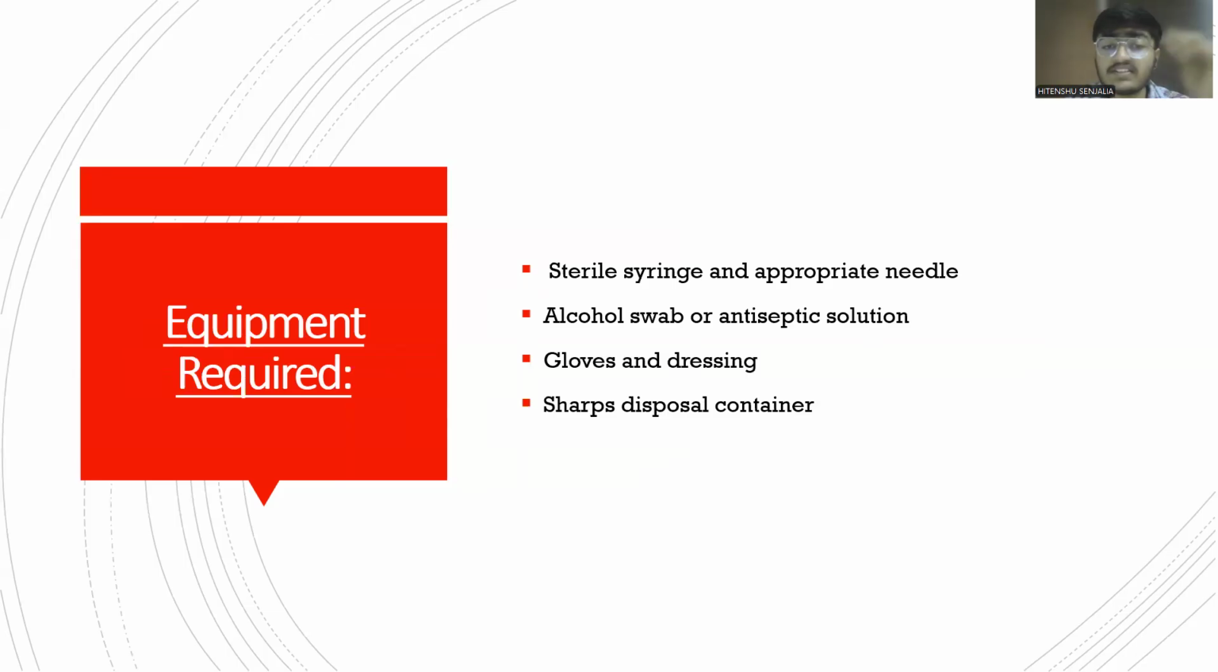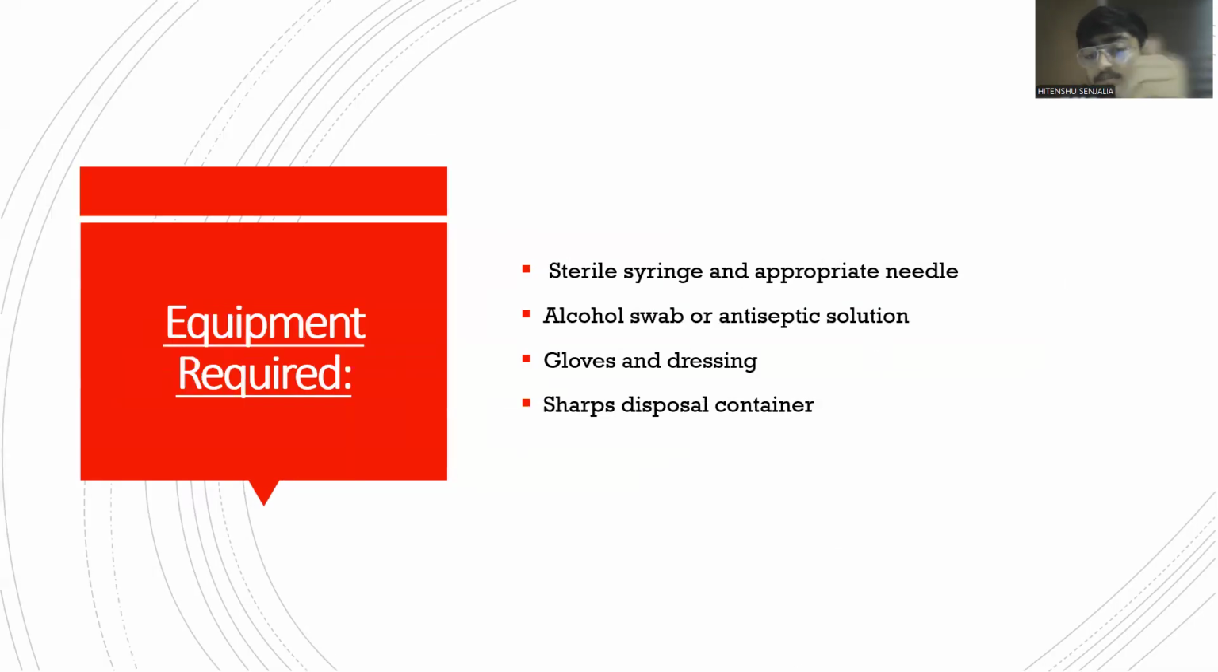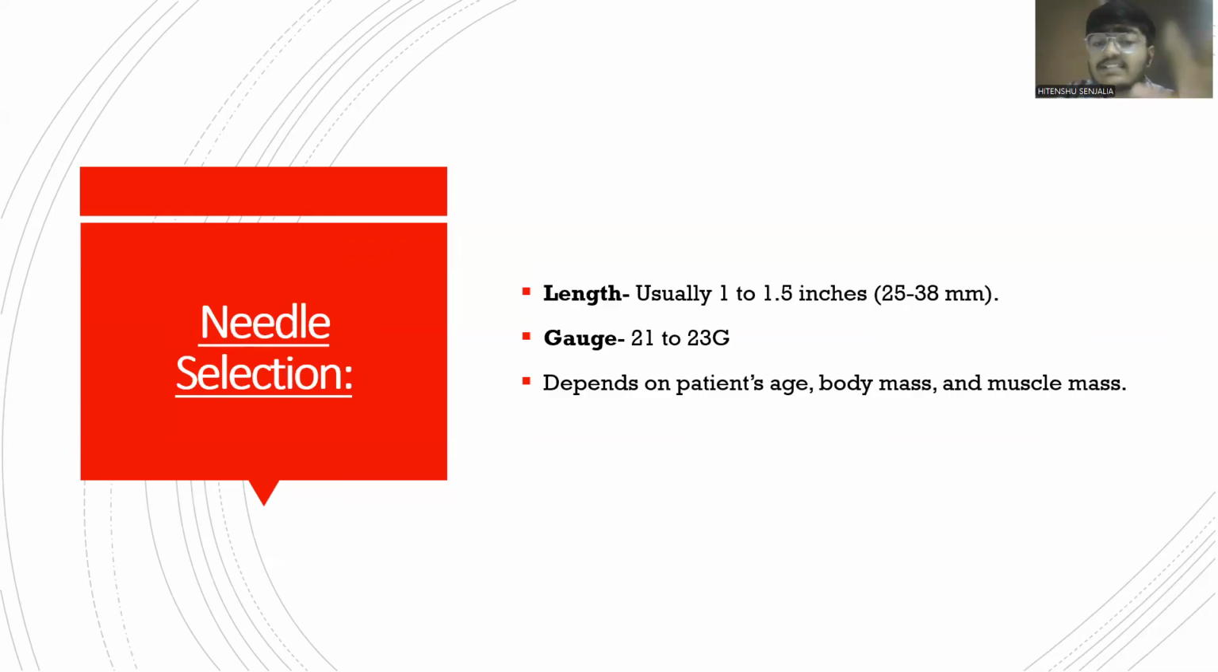Now, the equipment required for the intramuscular injection is a sterile syringe and appropriate needles, an alcohol swab and antiseptic solution, gloves, dressings, and a sharps disposable container. So this is the equipment required for the intramuscular drug route. Now the needle selection. The length of the needle is usually 1 to 1.5 inches, meaning 25 to 38 mm. The gauge is 21 to 23 G. Depending on the patient's age, body mass, and muscle mass, we have to adjust the needle length.